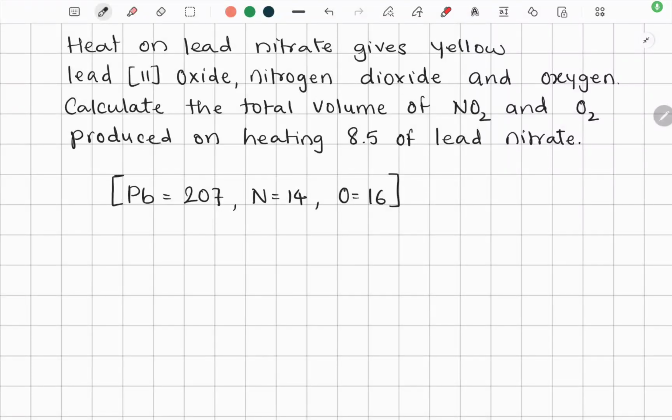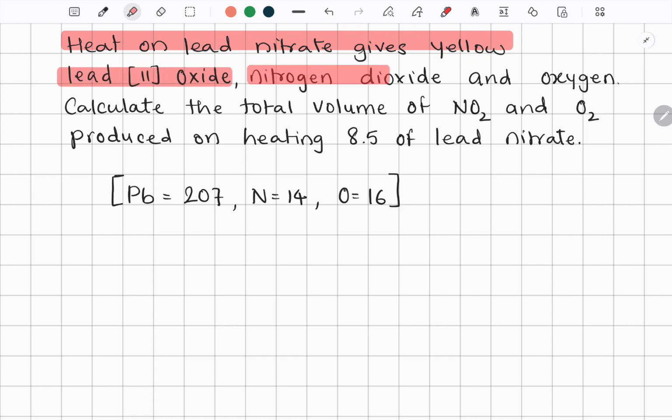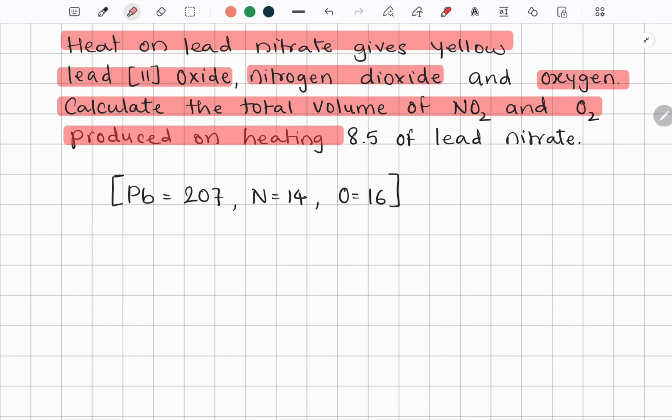So let's try to solve this question. In this question it's been asked that heating lead nitrate gives yellow lead oxide, nitrogen dioxide and oxygen. So we have to calculate the total volume of NO2 and O2 produced on heating 8.5 gram of lead nitrate.